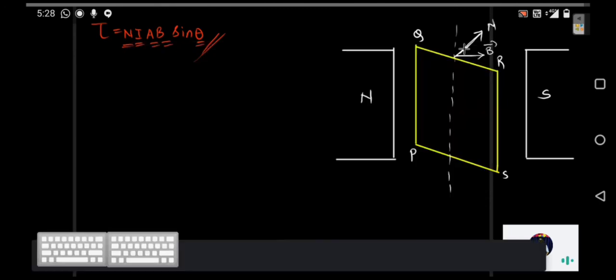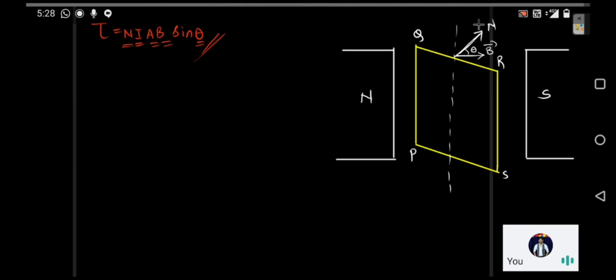So the angle between the normal to the plane and the magnetic field I am considering as theta. Okay, so theta is the angle between the normal to the plane of the coil and the magnetic field. So if such is the position, at an angle of theta, how is the torque going to act? That we are going to see.